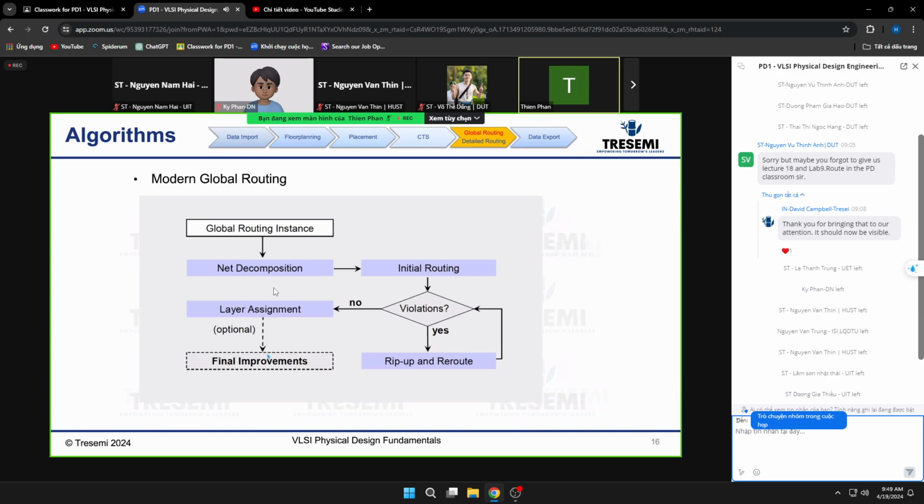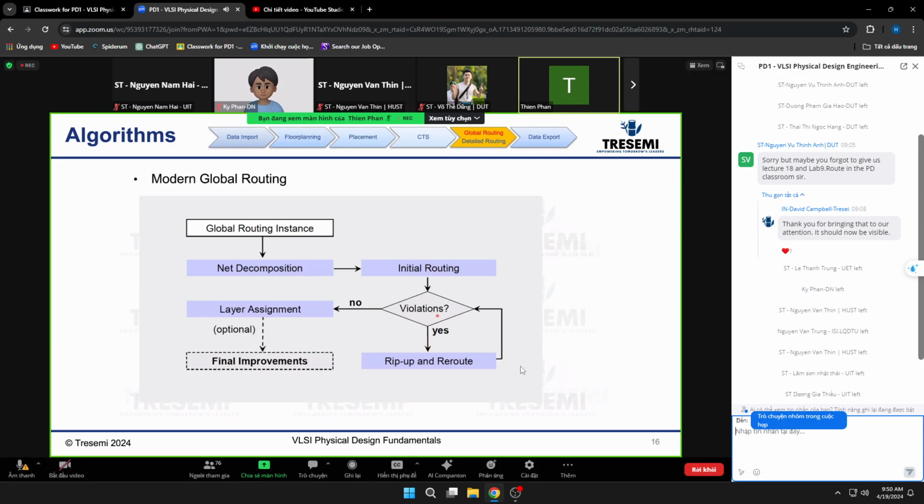So this slide essentially talks about the thinking behind the router. It's like, well, come in, do it, just route. And let's see, is it good? If it's good, then we're done. If it's not, and we have a lot of violations, then yeah, try to fix it locally.